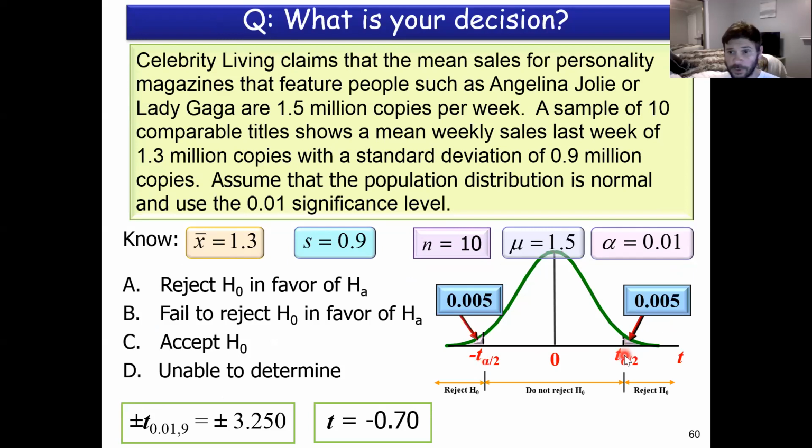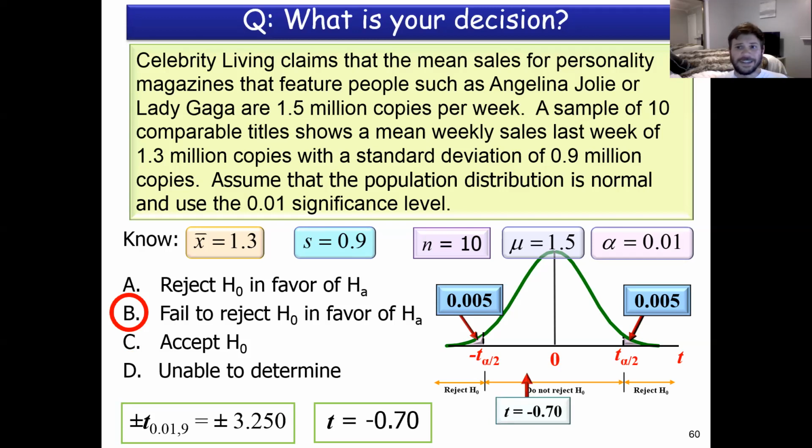This is plus 3.250. And our test statistic does not quite make it far enough to be extreme in this distribution to be considered a value of evidence that would cause us to reject our null hypothesis here. It's not extreme enough, right? How far is far? Not in that rejection region here. So in this situation, we're going to fail to reject that null hypothesis in favor of the alternative hypothesis.